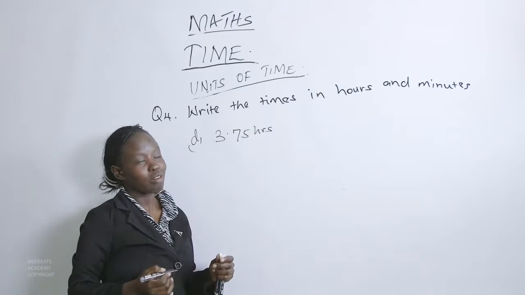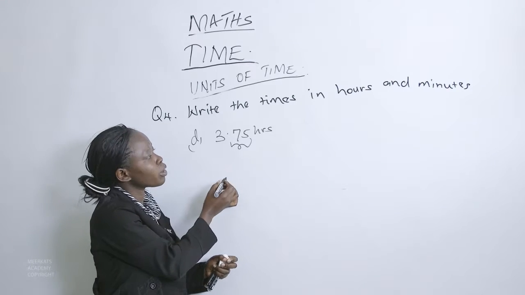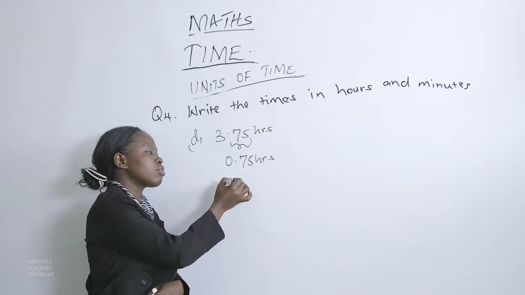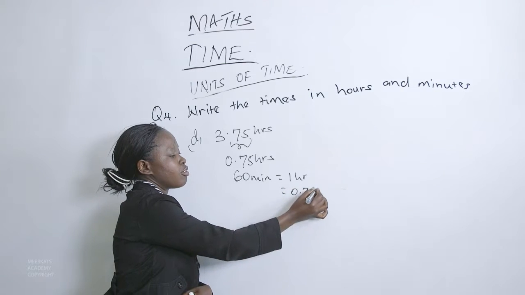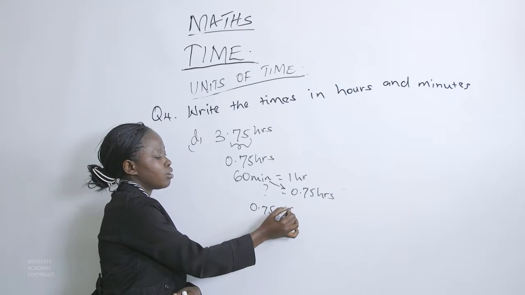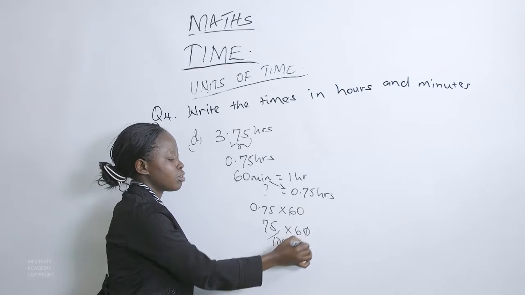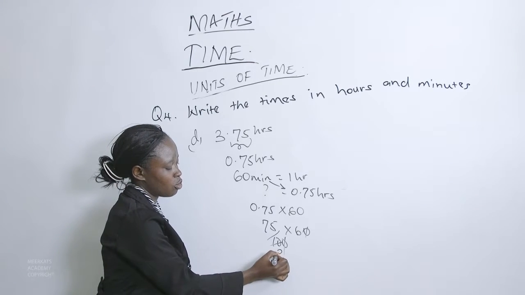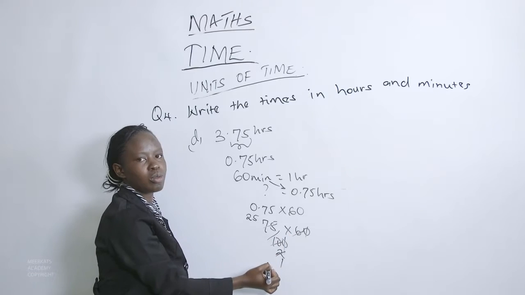3.75 hours, we convert it into hours and minutes. Considering the number after the decimal place, we have 0.75, so that gives us 0.75 hours that we need to convert to minutes. 60 minutes is 1 hour. What about 0.75 hours? So if I cross multiply, then I have 0.75 times 60. 0.75 is simply the same as 75 over 100 multiplied by 60, so that we have 2 into 10 is 5, 2 into 75 is 25. So 2 into 2 is 1, 2 into 6 is 3.